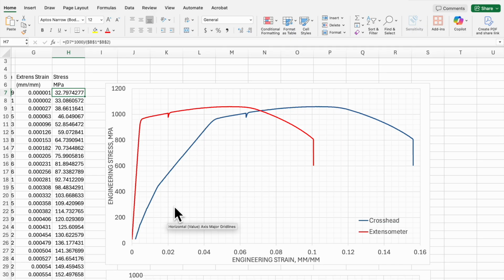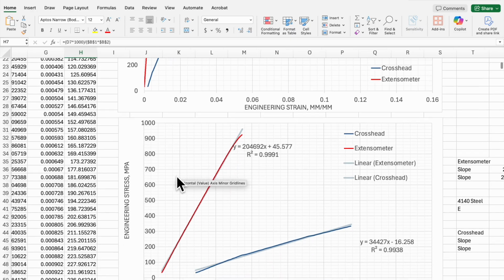So we can definitely see that in this case, if we were to just plot the crosshead, we could account for, and we know this is maybe why our elastic modulus is so low. So let's get a little bit more into the details so we can, again, compare to the expected values.